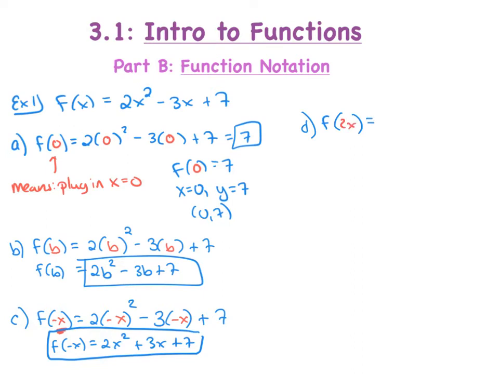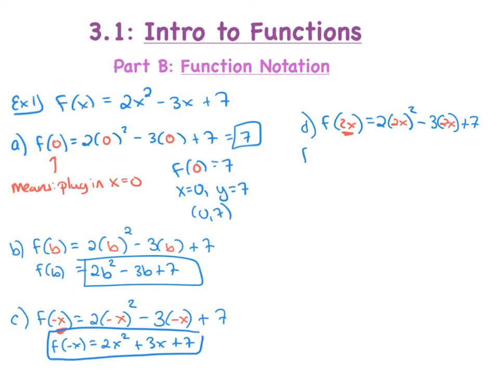So everywhere I see an x in my formula for f of x, I'm just going to put parentheses. 2 parentheses squared minus 3 parentheses plus 7. And then into those parentheses, I'm going to put whatever's in the parentheses at the beginning, so 2x. So 2 times the quantity 2x squared minus 3 times the quantity 2x plus 7. Okay, and then that does simplify quite a bit.